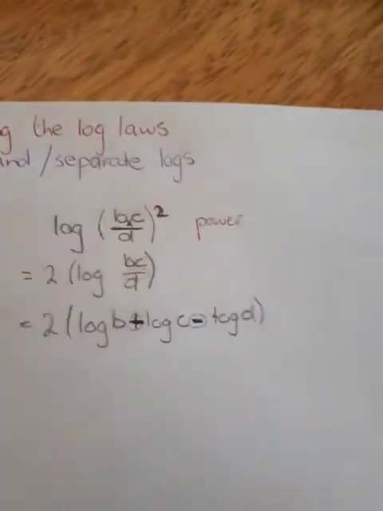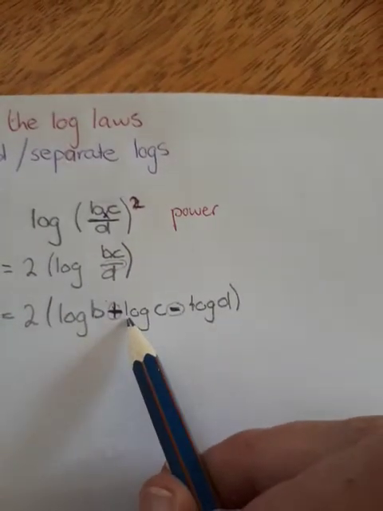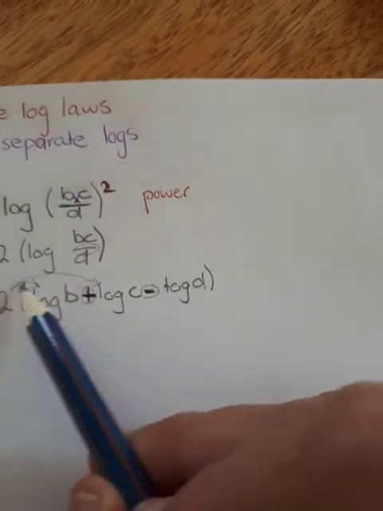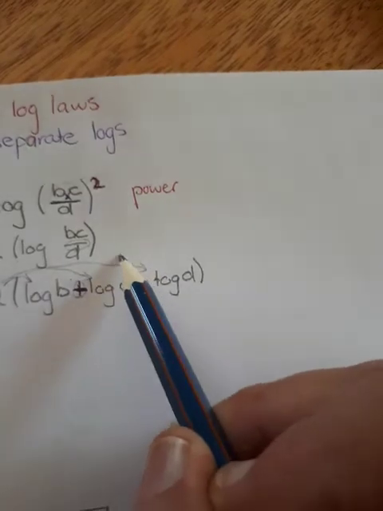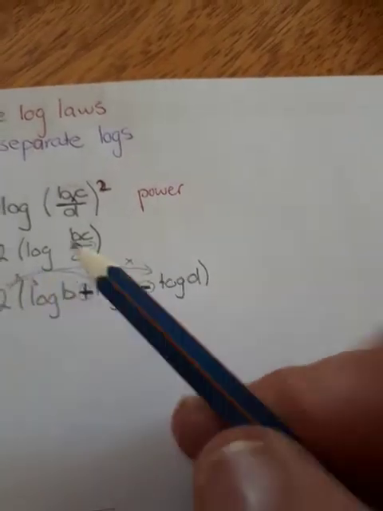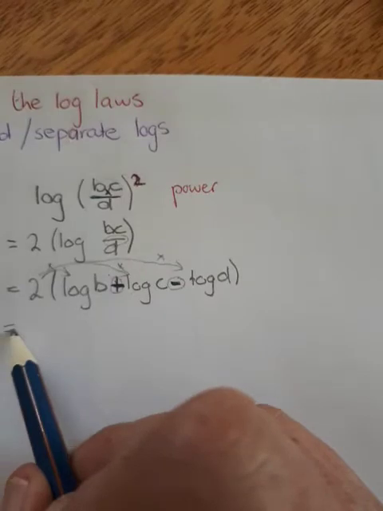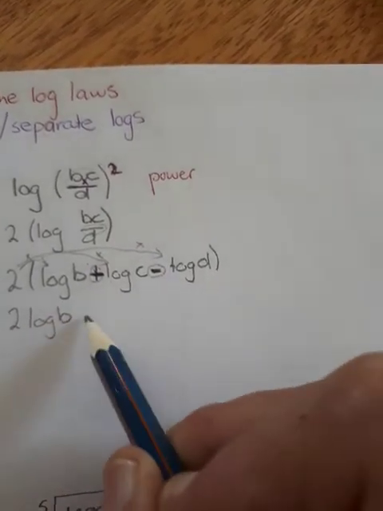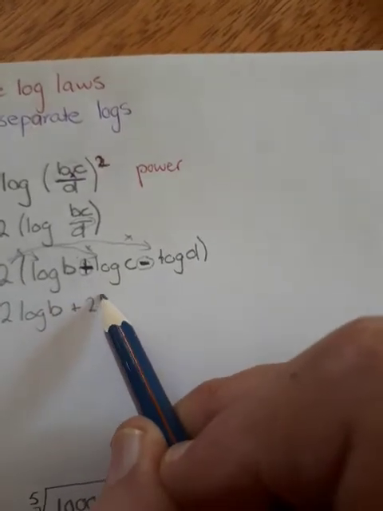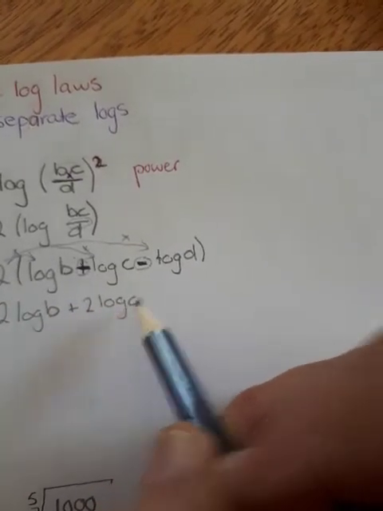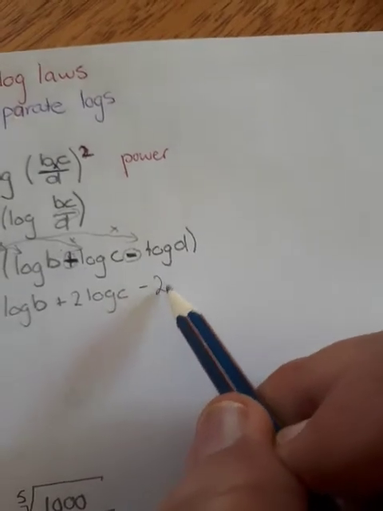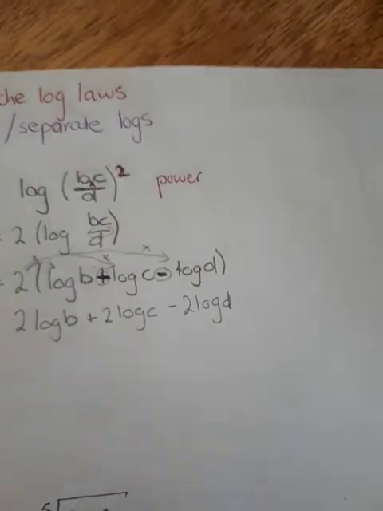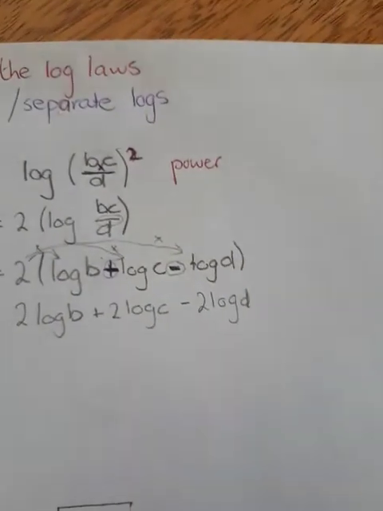And when you now look at what you must do with the brackets, we must simply multiply each term by the 2. That's expanding brackets as you learned in algebra. So this becomes 2 log B plus 2 log C minus 2 log D. And that is being expanded completely.